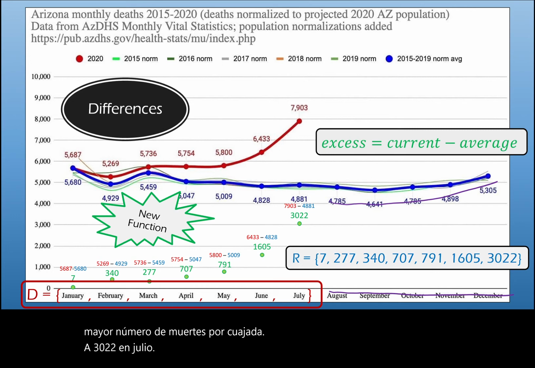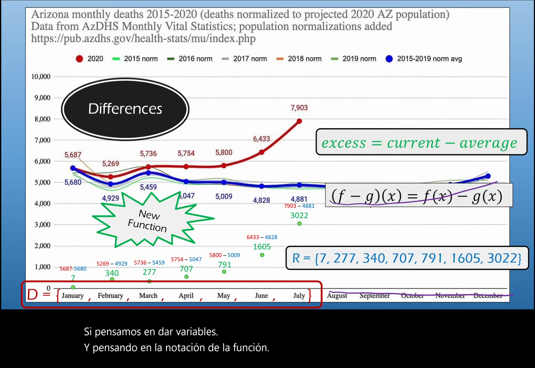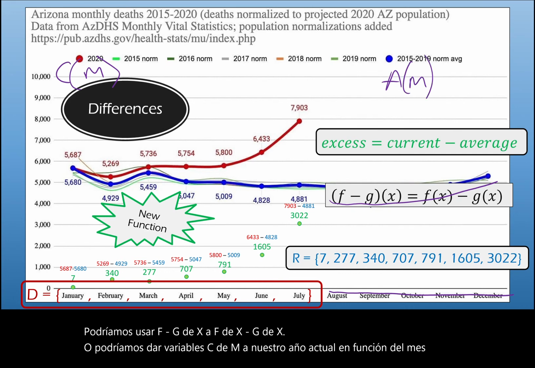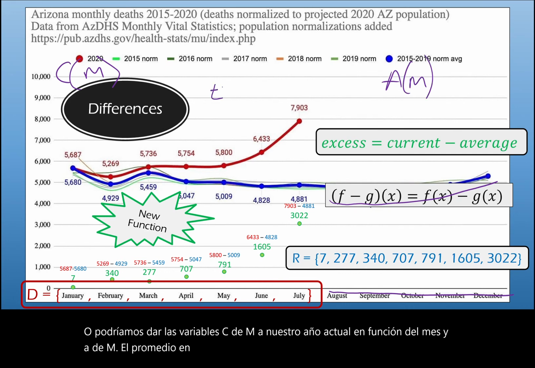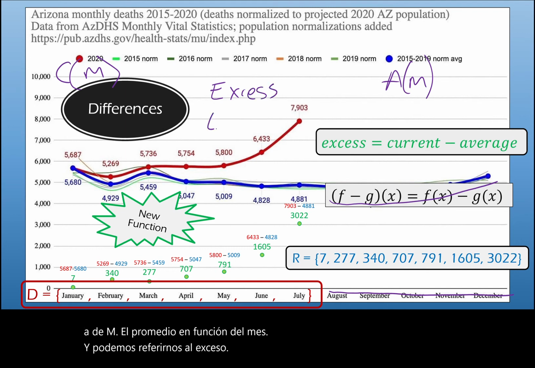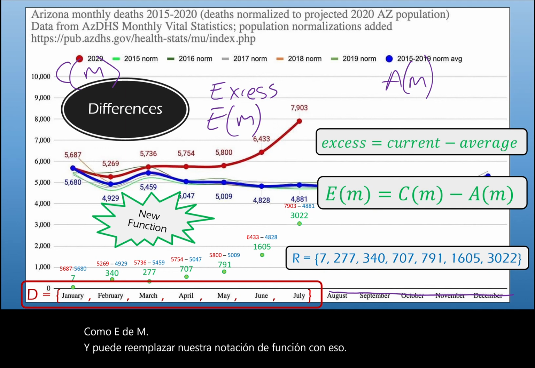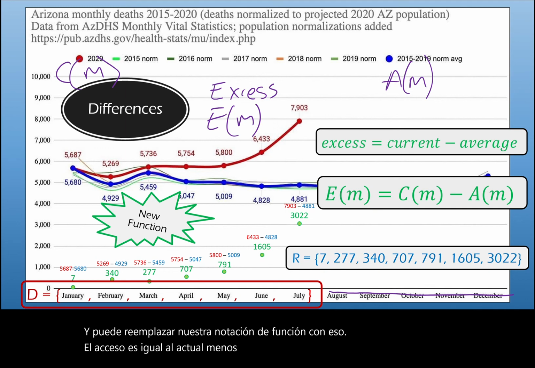If we think about giving variables and thinking about function notation, we could just use f minus g of x equals f of x minus g of x, or we could give variables c of m to our current year as a function of the month, and a of m, the average, as a function of the month, and we can refer to the excess as e of m, and can replace our function notation with that. Excess is equal to the current minus the average. E of m is equal to c of m minus a of m.